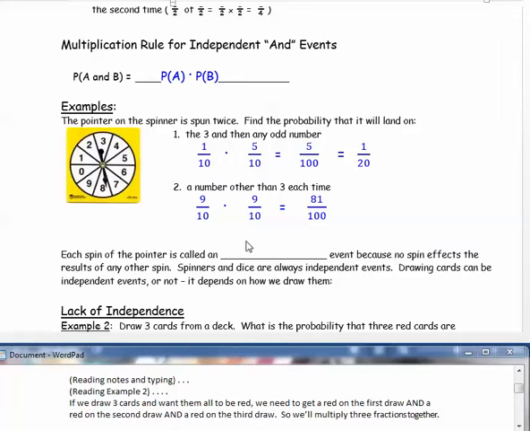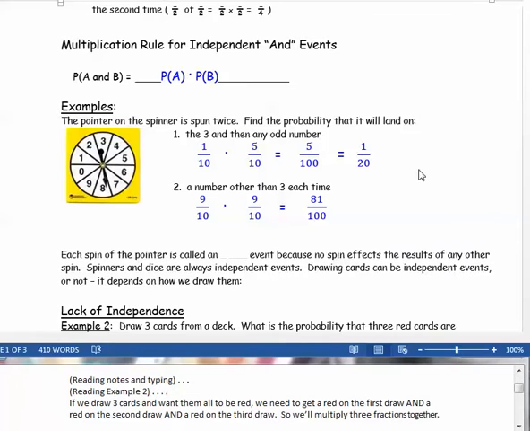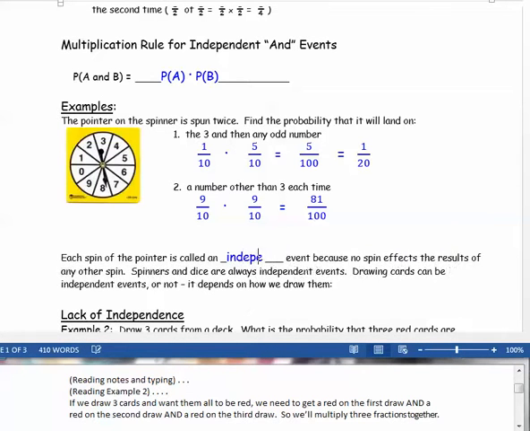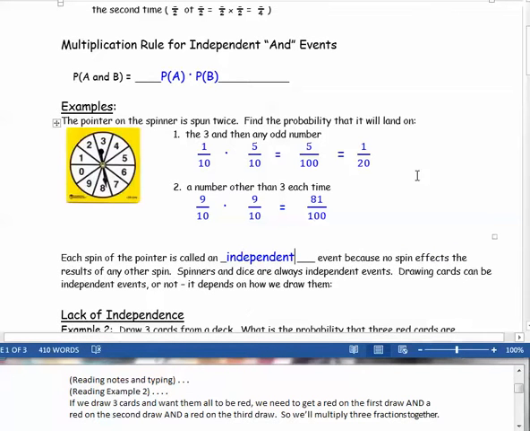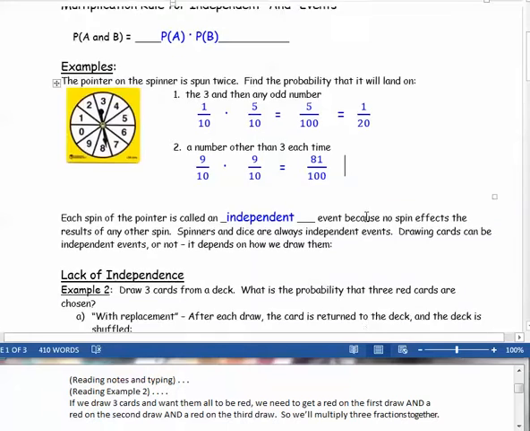Each spin of the pointer is called an independent event, because no spin affects the results of any other spin. Spinners and dice are always independent events. Drawing cards can be independent events or not. It depends on how we draw them.